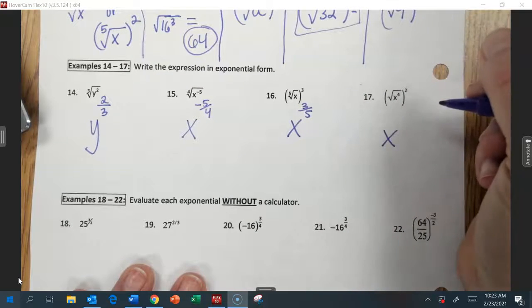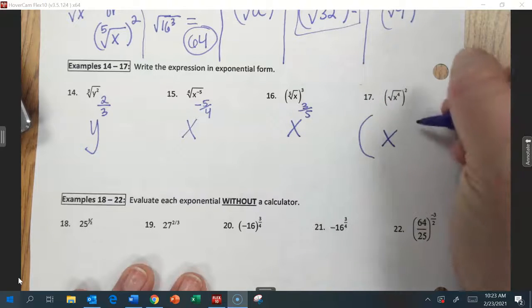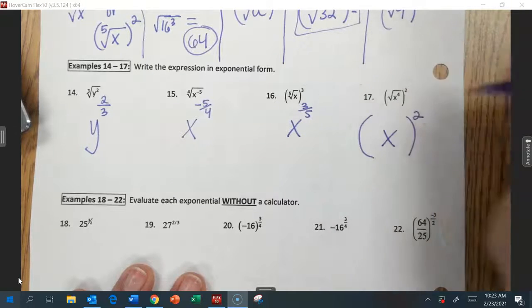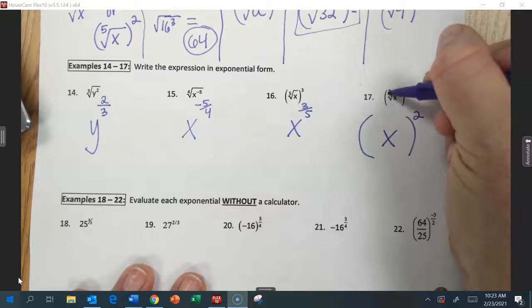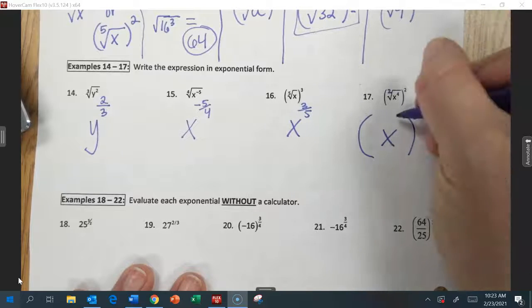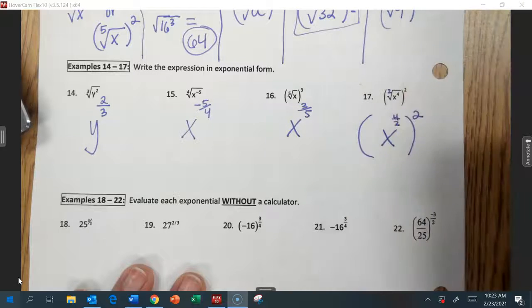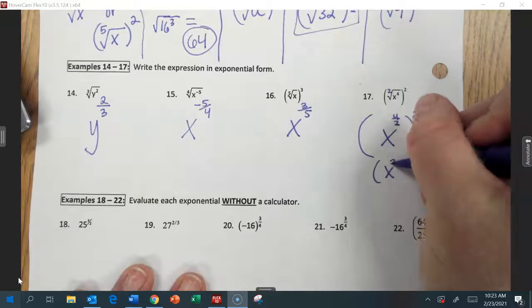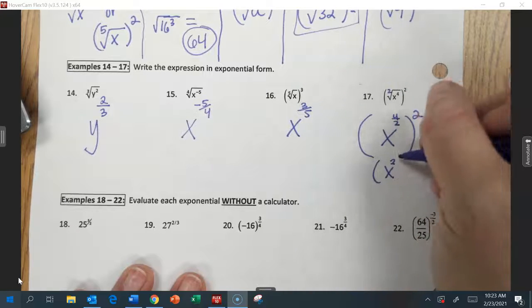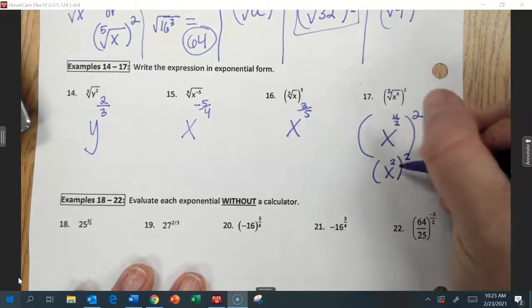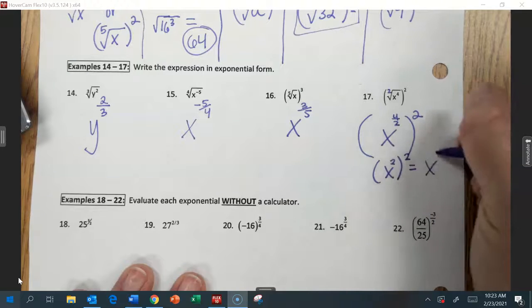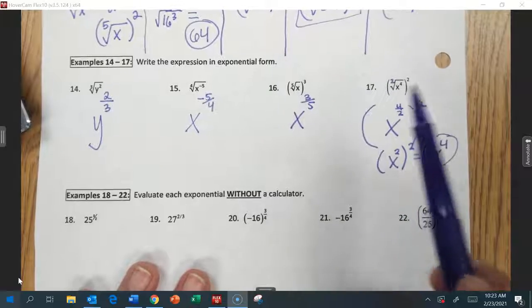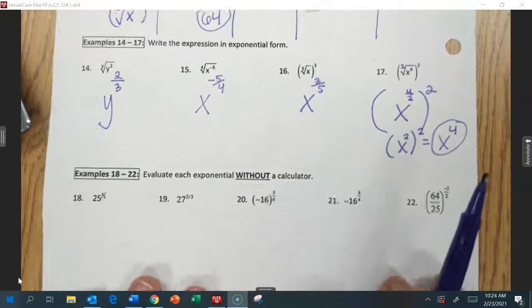Ooh, we have to be careful here, okay? So I'm going to leave this 2 on the outside because this is a 2. So this would really be x to the 4/2 to the second, which would be x to the second because 4 divided by 2 is 2 to the second, and x squared times x squared is x to the 4th. So just be careful, they're kind of tricking us there a little bit, okay?